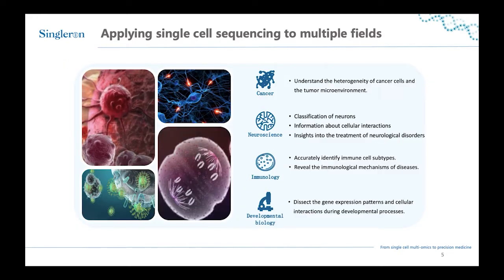This can be applied to a multitude of fields, but is particularly interesting where there is a high heterogeneity, such as cancer, where you not only want to understand the cells that make up the tumor, but also the communication with their environment. In neuroscience, this can help you classify neurons and how they interact with each other. In immunology, it's important to be able to identify all of the immune cell subtypes and to understand the mechanisms that modulate the immune system response to a particular disease. Finally, in developmental biology, you can dissect the gene expression patterns that occur during developmental processes.